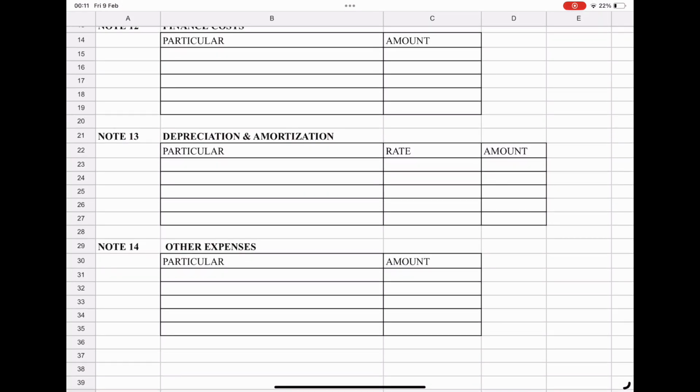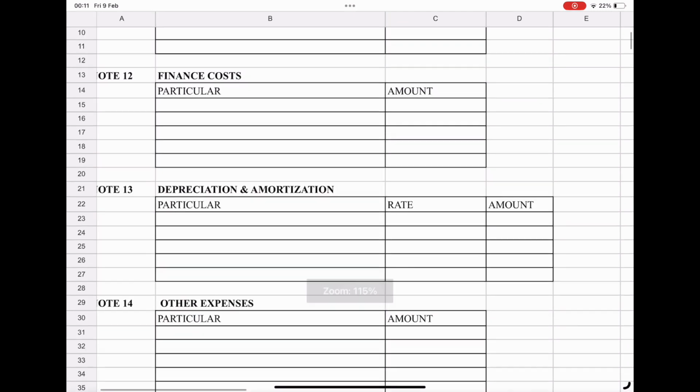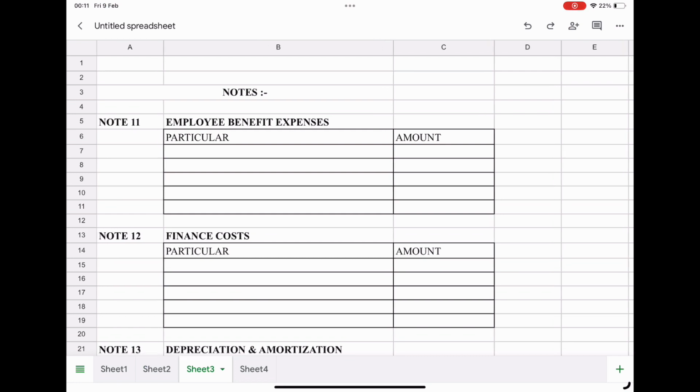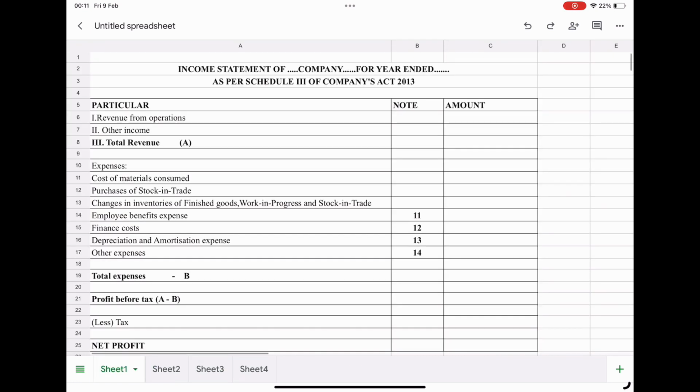Next, the income statement. After finishing your income statement, frankly speaking, in order to solve the problem exactly, we have to start with note number 11. Okay, while doing the problem I'll explain that to you. Clearly I'll explain. For this video, this much information is enough now.